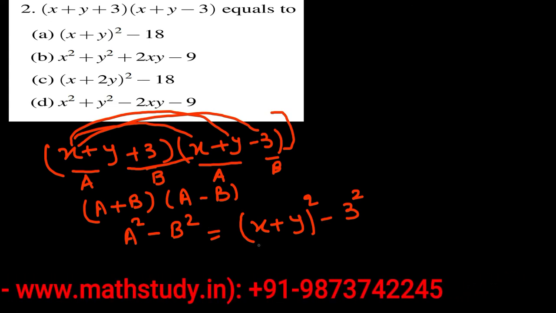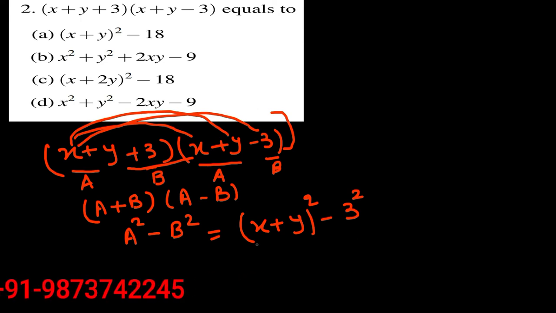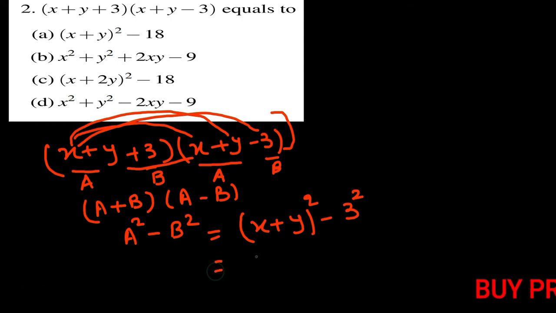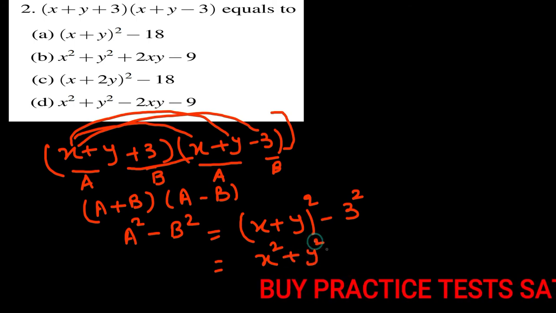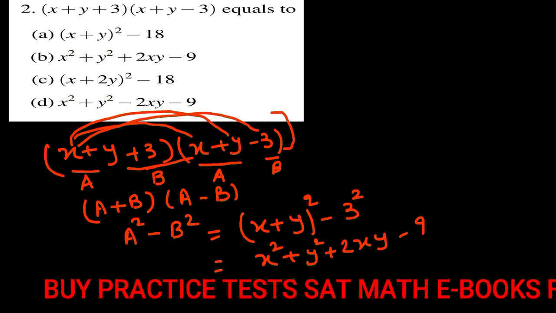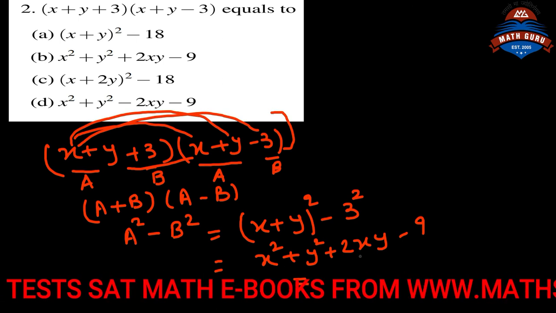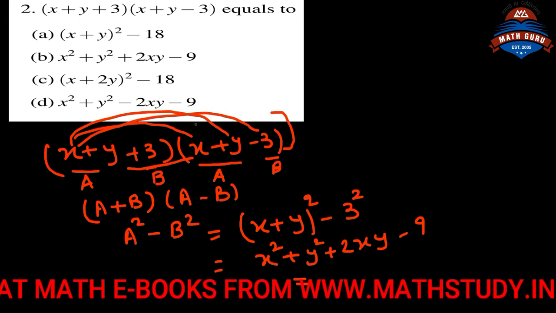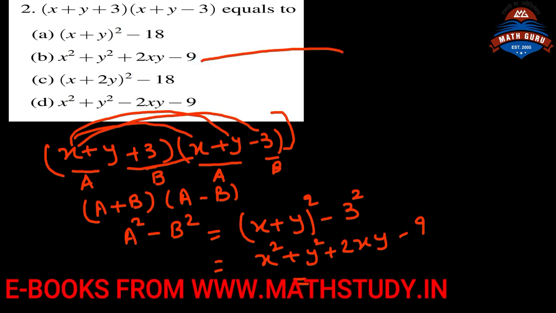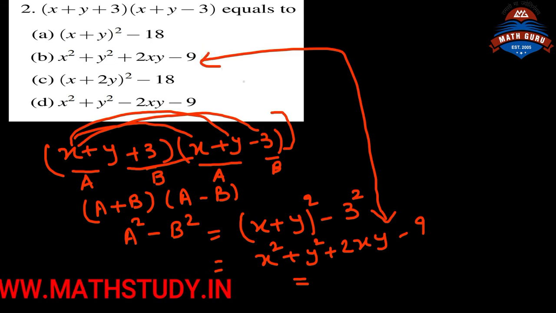If we check the options here, we can still find that our option is not matching yet. So let us expand this bracket now, right? So (x + y)² is nothing but x² + y² + 2xy − 9, right? So is it matching here now? x² + y² + 2xy. See, option number B, right? So option number B, you can just check. This is our answer, right? So here we get option number B as our answer.